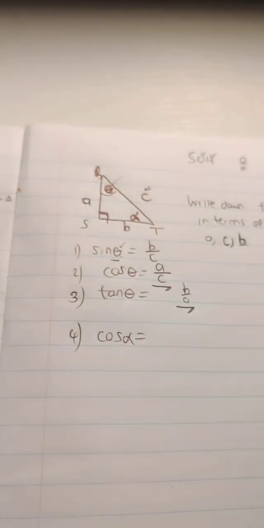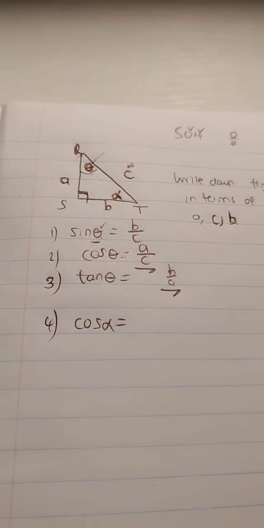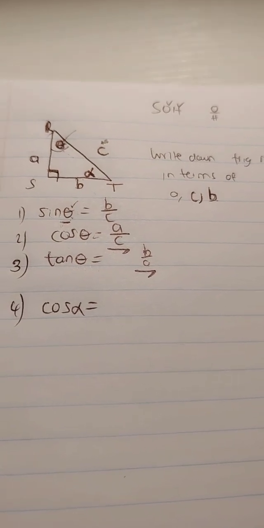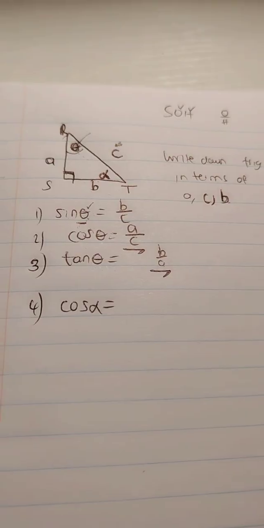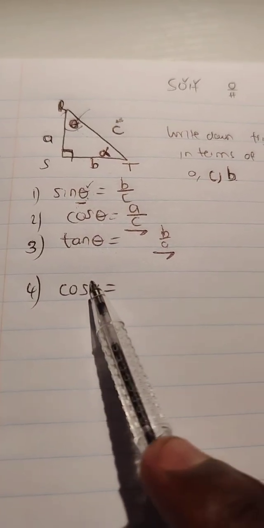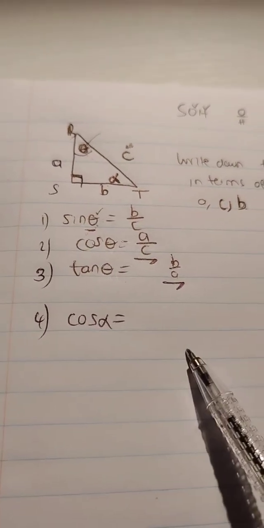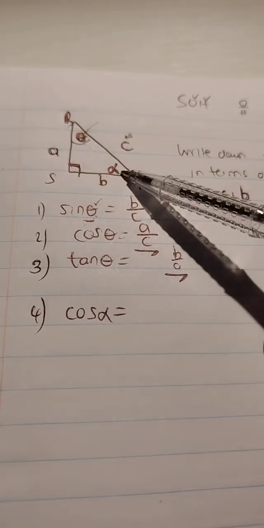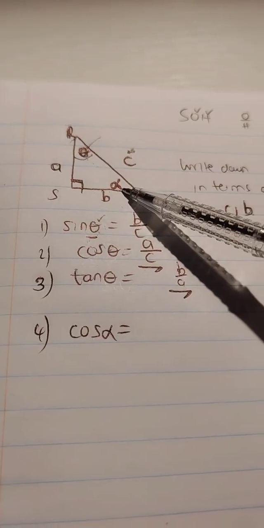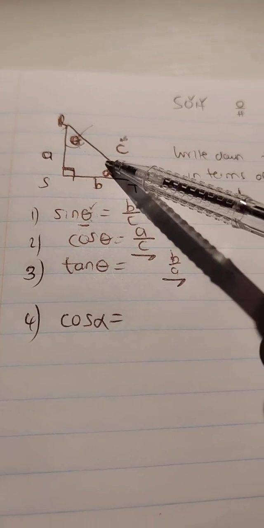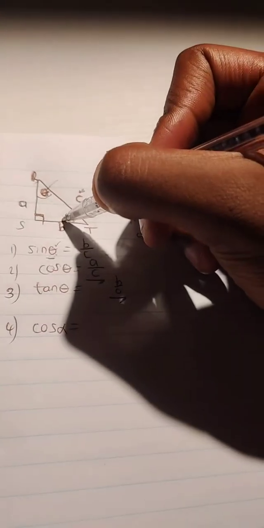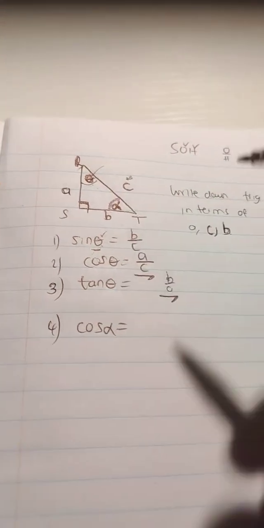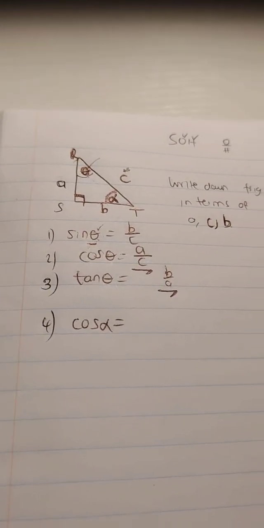Number 4. Cos of alpha. Okay guys, in the comment section, I'm expecting no one to be making mistakes. Once again, the angle, where is it? Here. So now we have changed our frame of reference. We are looking at things with new eyes. You are no longer looking at this angle, you are looking at this angle. You are using it to refer to your opposite and your adjacent side.